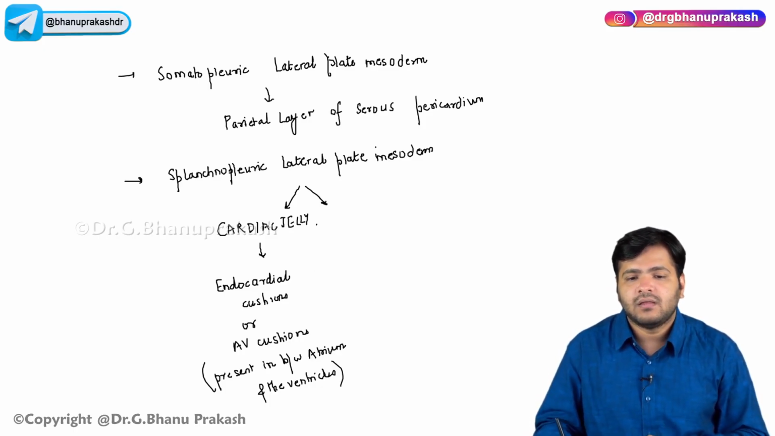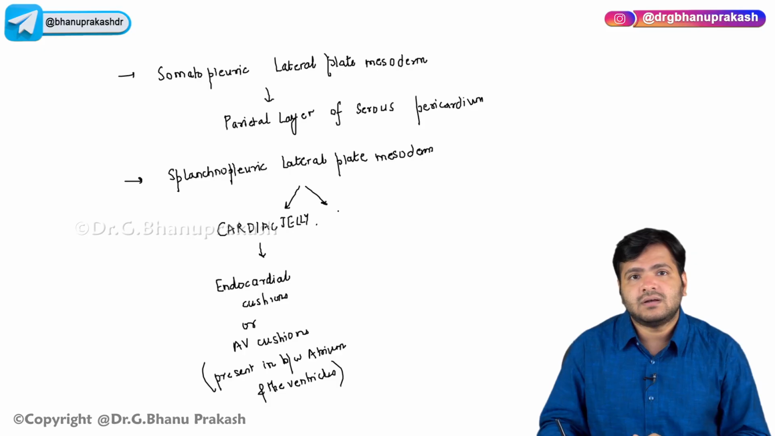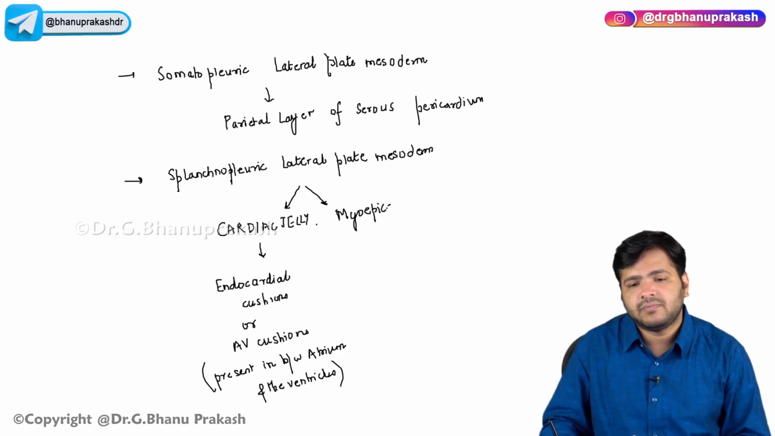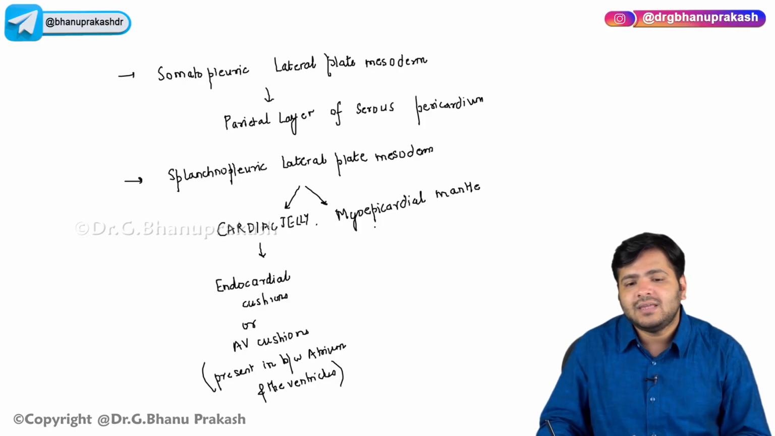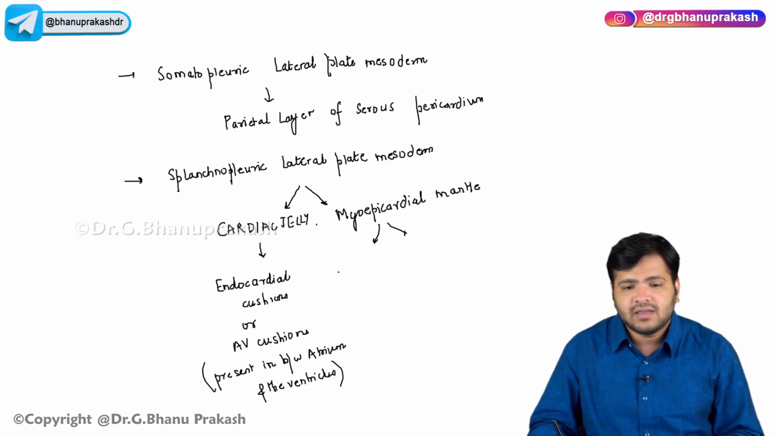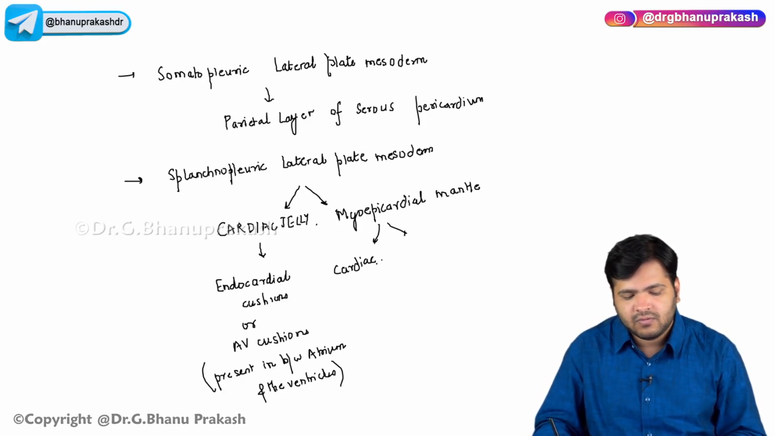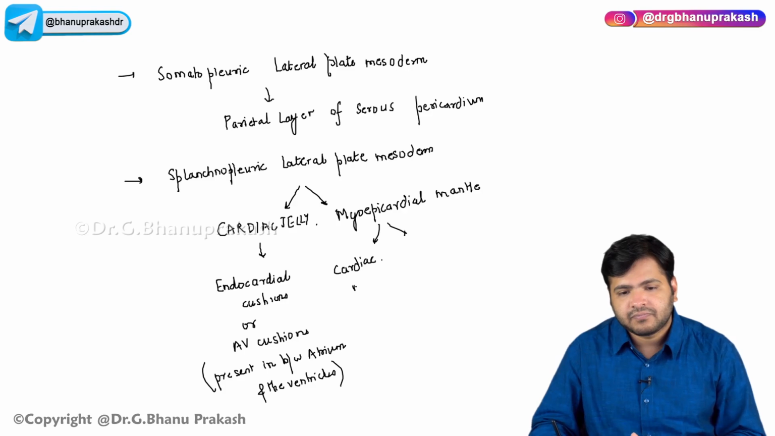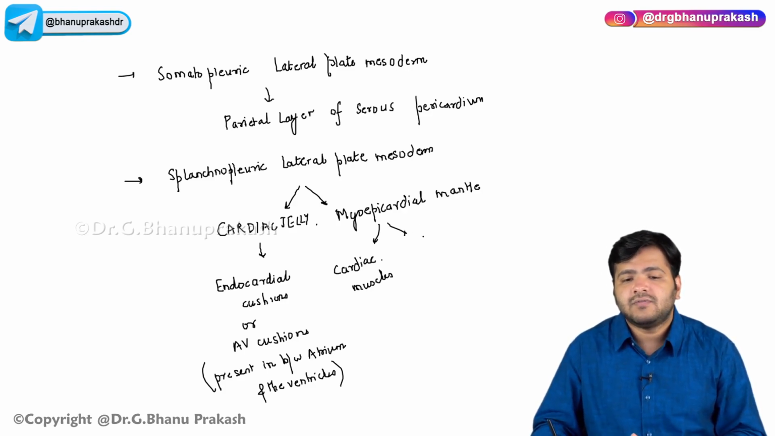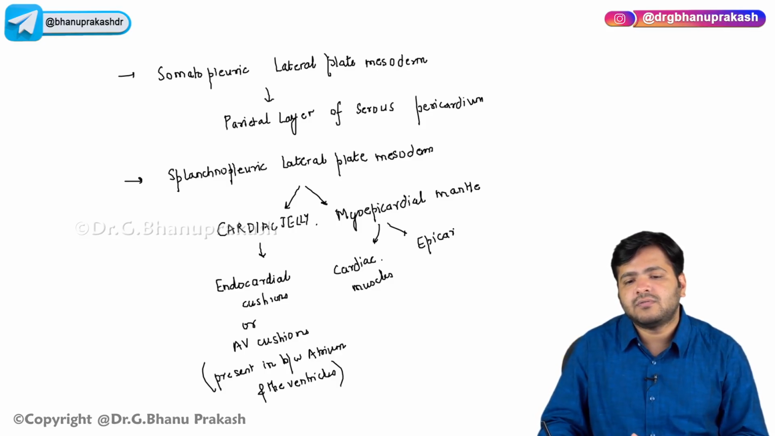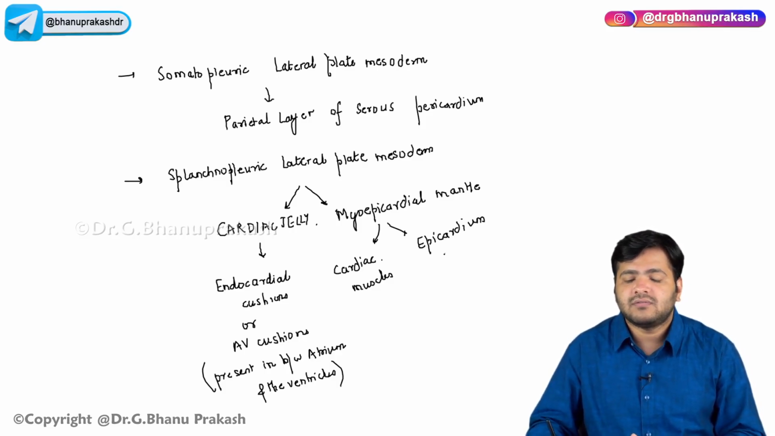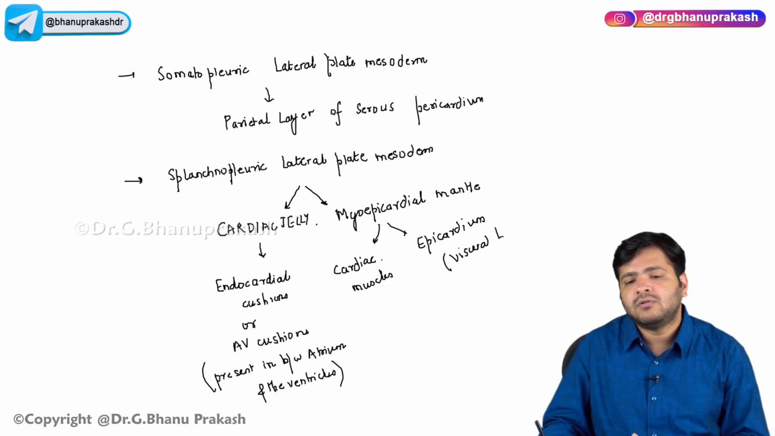Whereas the other structure which will arise from the splanchnopleuric lateral plate mesoderm is the myoepicardial mantle. As the name suggests, myo means muscles, so it will give rise to the cardiac muscles, okay, and it will also give rise to the epicardium. It is also called the visceral layer of serous pericardium.